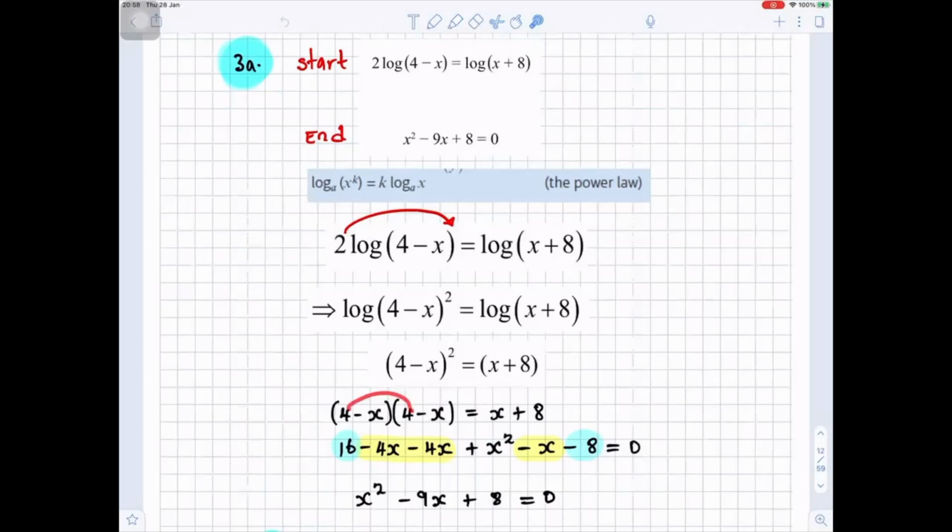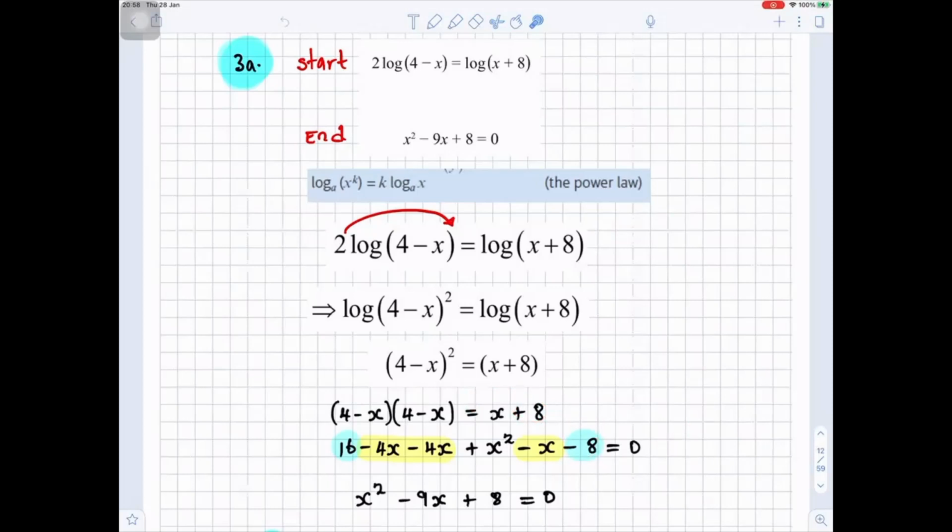So 4 times 4, 16. 4 times minus x, minus 4x. Minus x times 4, minus 4x. Minus x times minus x, plus x squared. And we take plus x to the left, it becomes minus x. Plus 8 to the left, it becomes minus 8. All equals 0 now.